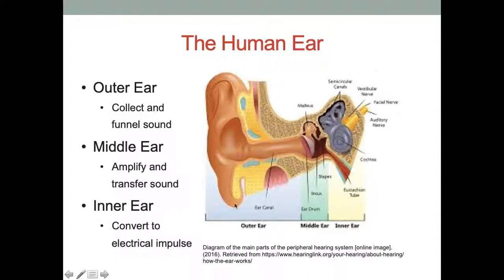So your outer ear, its main function here is to collect the sound waves from the air and funnel them down through here to get to the middle ear. The middle ear is responsible for conducting the sound from the outer ear portion to the inner ear, and as it's doing that, it is going to have a role in amplifying the sound as well. And finally, in the inner ear is where the big bulk of the process occurs. This is where we're actually going to convert the sound from a sound wave into an electrical impulse that can be detected in the brain.